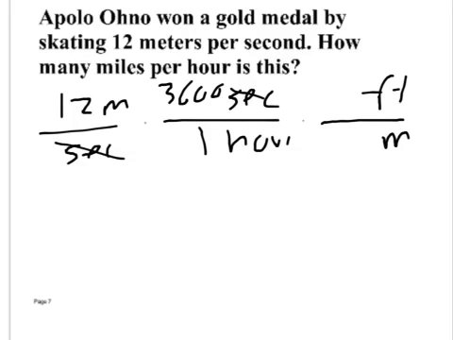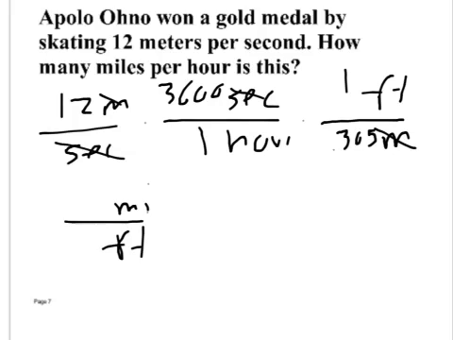Blaine, how many meters in a foot? 0.305 meters. 0.305 meters are in 1 foot. Could I have went with 1 meter is 3.279 feet? Yeah, I could have. My meters cancel. Okay, I have feet per hour. Is that what I want? No, I want miles per hour. So I need to get rid of feet and I need to go to miles.